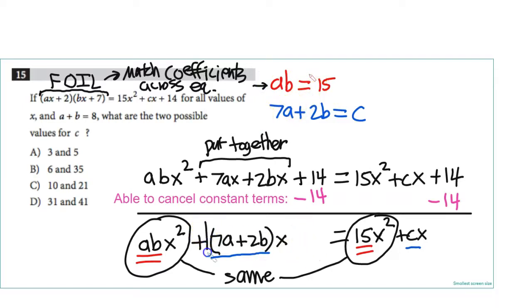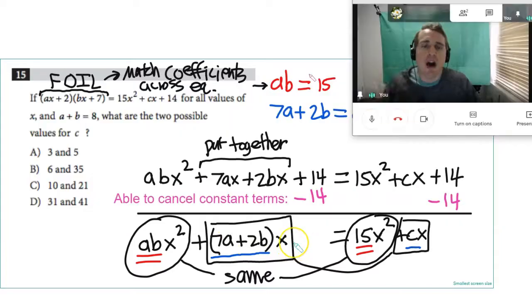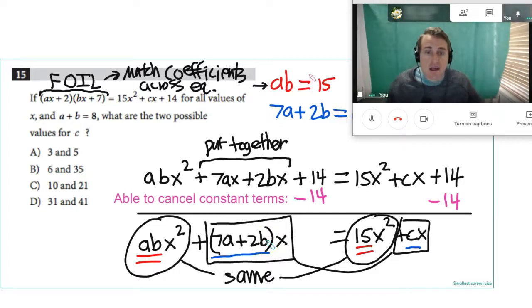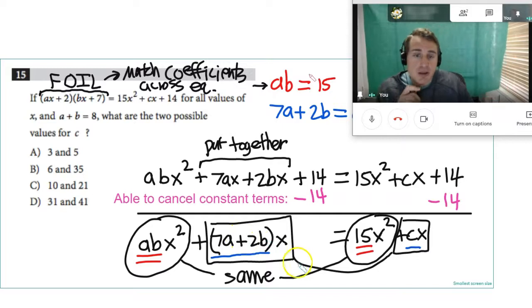Same thing can be said about here. This term and this term must be the same. Do you see that? So the x's are clearly the same, but then 7a plus 2b, which is out front of the x, must be the same thing as c. So 7a plus 2b must be the same thing as c.